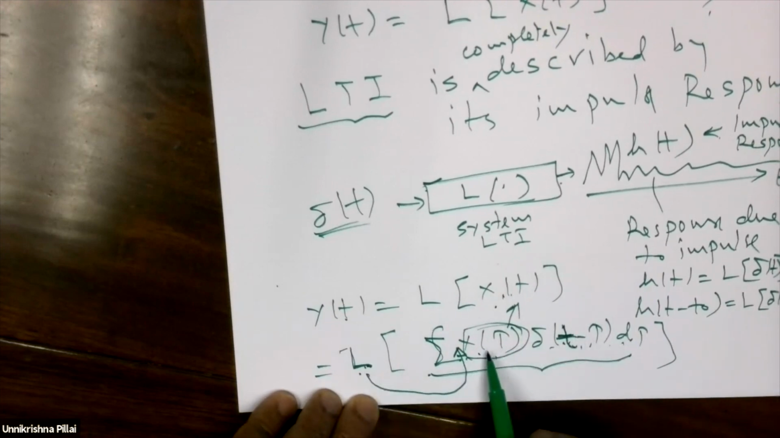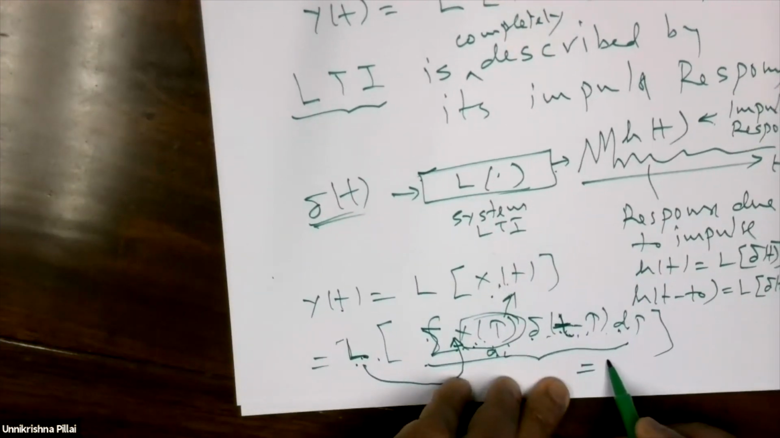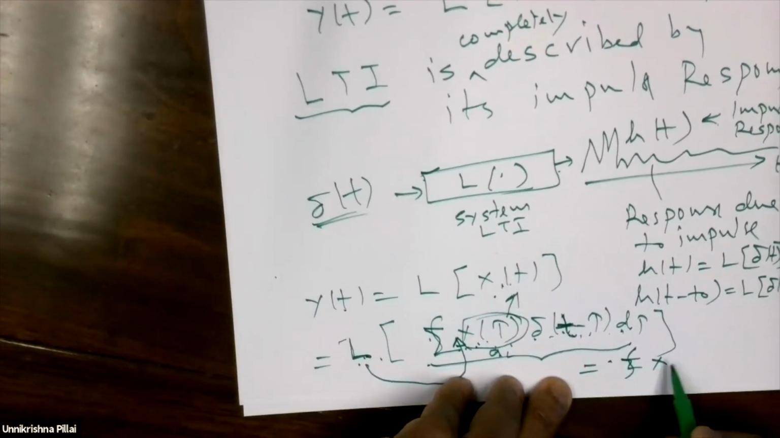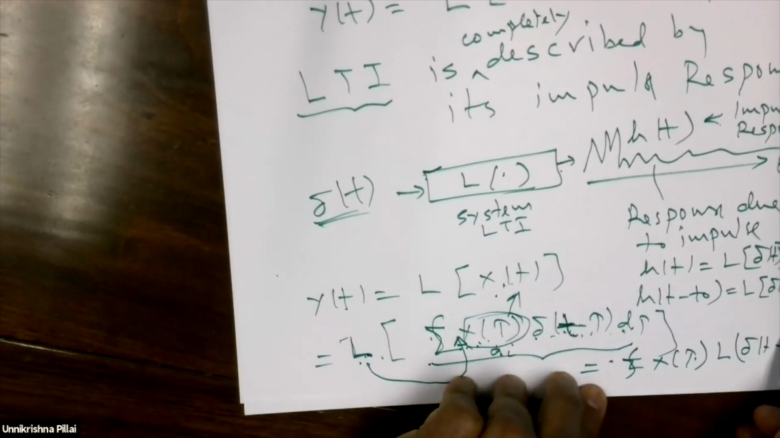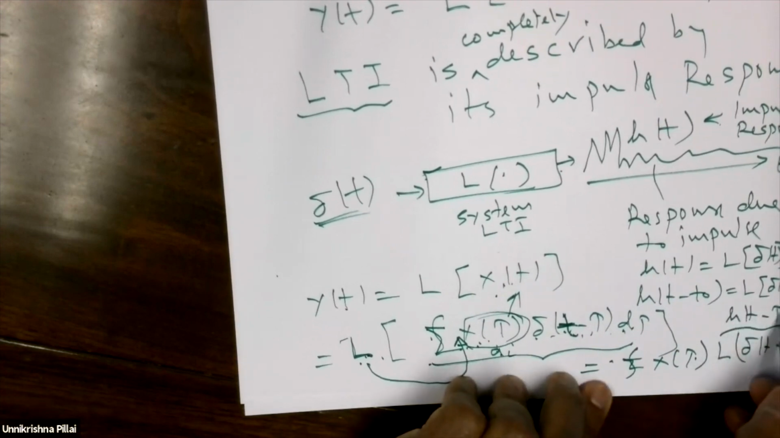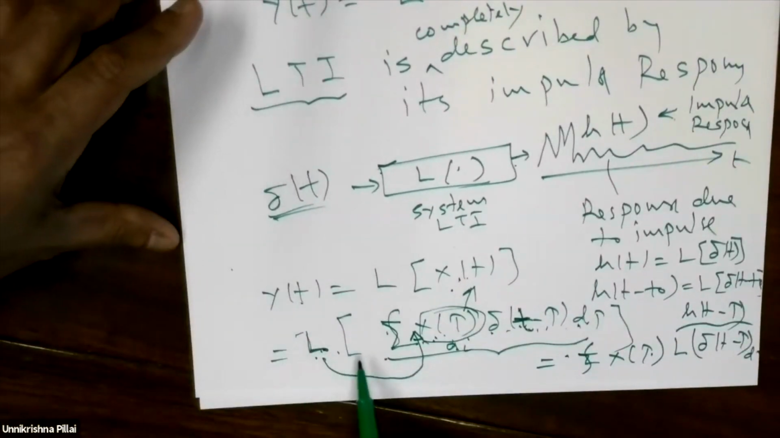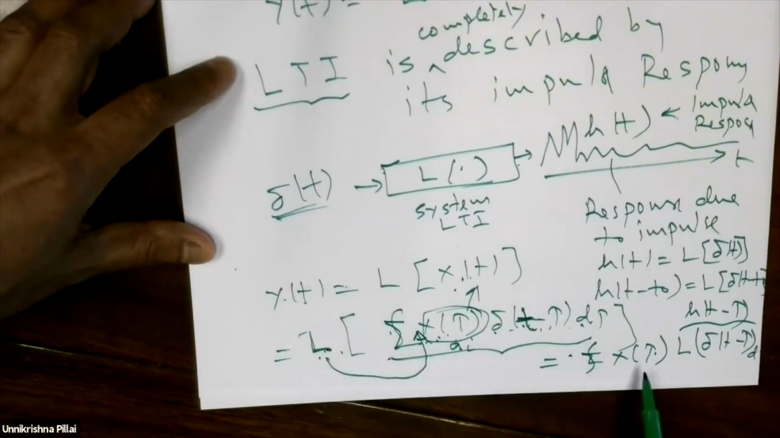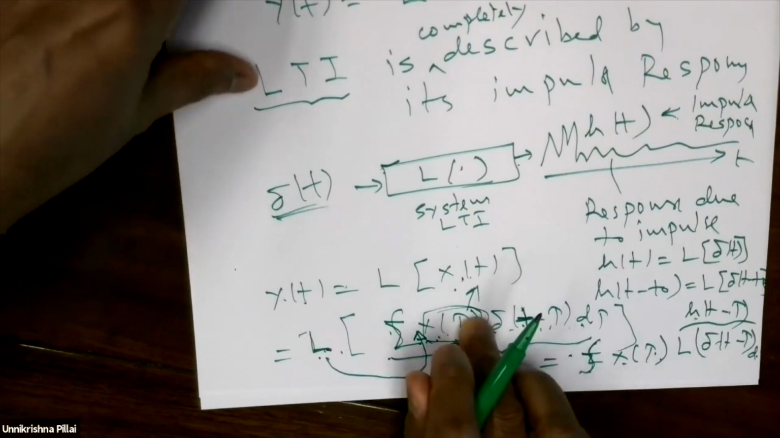So the linearity, this is like a sum of a_i times delta functions. L of the sum of a_i delta is the same as, I'll write it here, instead of summation, I have integration. Then I have a_i, then you have L of the delta function, delta t minus tau, d tau. Look at here. This is h of t minus tau. I'm going to rewrite it in the next page. So y of t is the integral of x of tau h of t minus tau. So that's the first result.